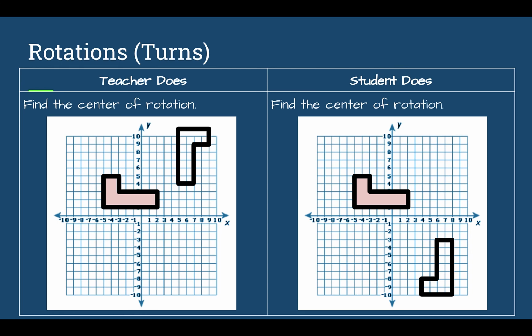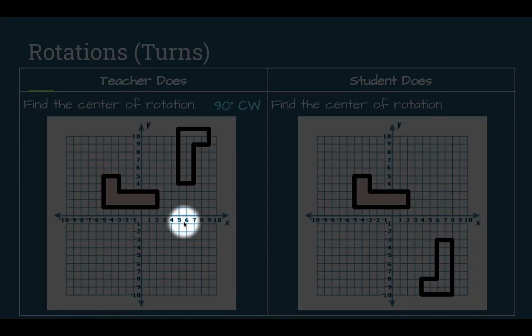So our pre-image here is the one that is colored in. I can see that it was turned to the right, so clockwise, and it looks like it did 1/4 of a turn, so 90 degrees. So this would be 90 degrees clockwise. Now, based on the bottom of the L's and the fact that it rotated, I'm going to predict that it's rotating around somewhere in this area, maybe around like 5, 2, 4, 2, somewhere in that area.